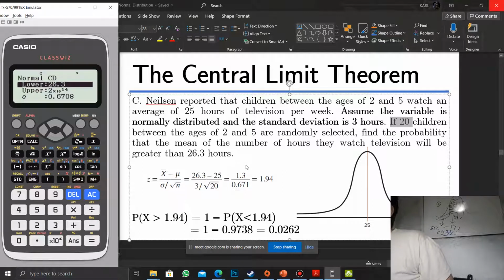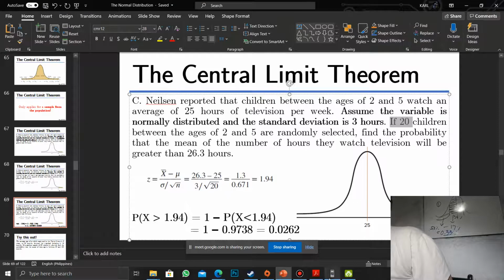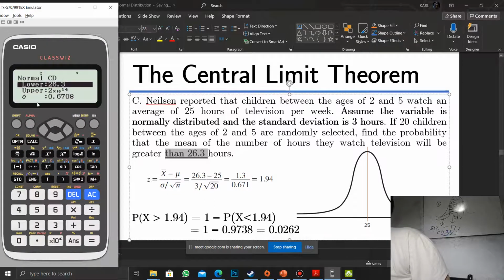Ano yung kailangan natin gawin? Oh, they will watch television greater than 26.3 hours. Diba? So, ganun pa rin, no? Lower is 26.3. Upper is a random large number. Standard deviation is sigma divided by square root of n. Sigma divided by square root of n.